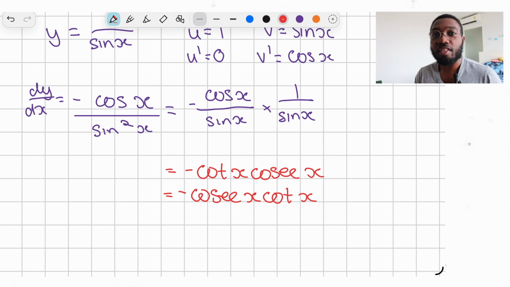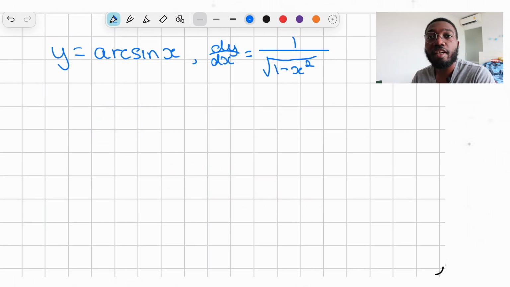So remember, with any of these questions, if you're ever unsure what it is, you can always just differentiate it like normal and you will get the same answer. So for our next question, we need to show that the derivative of arc sine x is equal to 1 over the square root of 1 minus x squared.